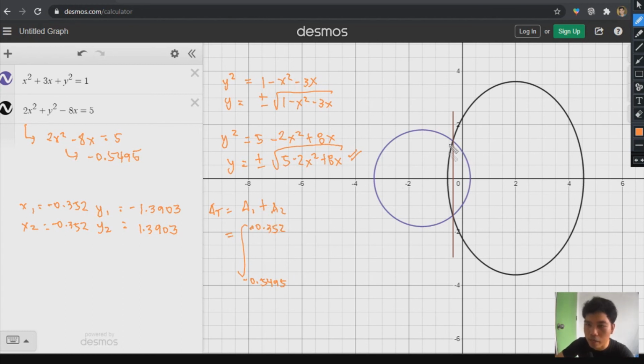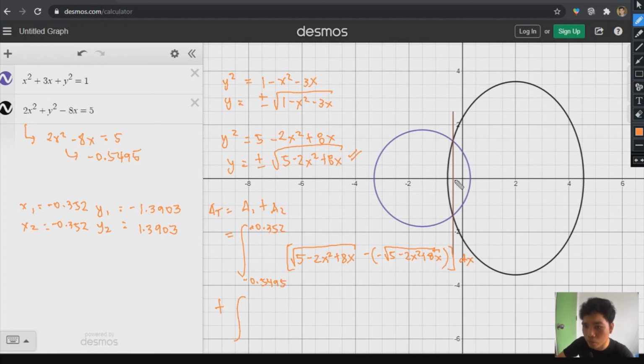And then what is that certain equation? So you use the ellipse, that's positive square root of 5 minus 2x squared plus 8x, and then minus the negative square root of 5 minus 2x squared plus 8x. Okay, and then that's it for your first area. Okay, and then the second area you add.